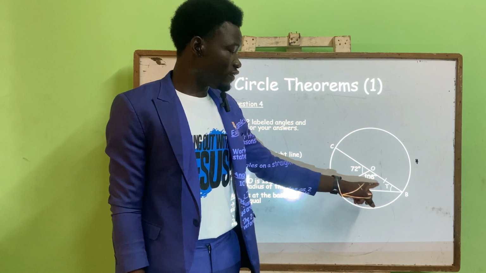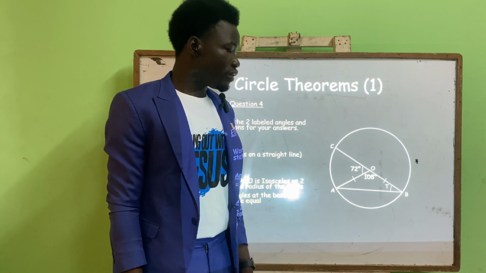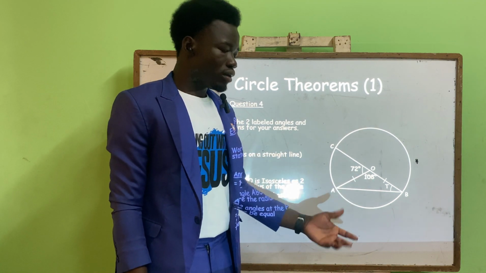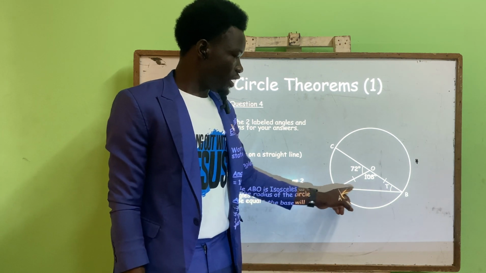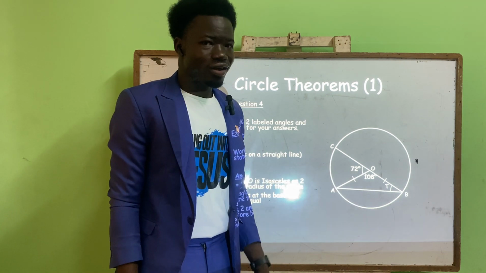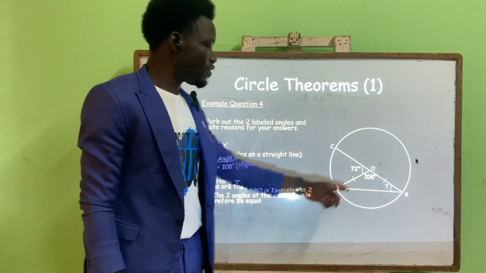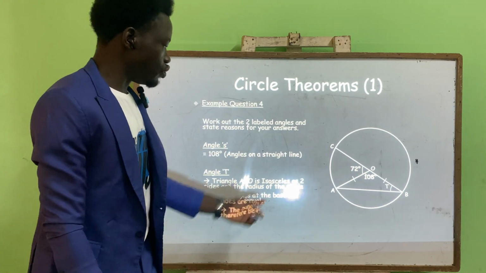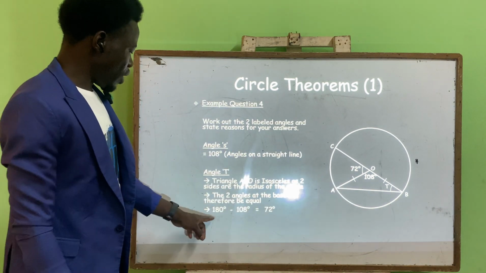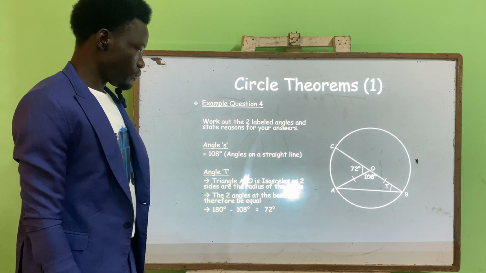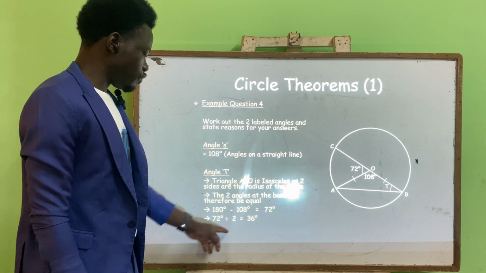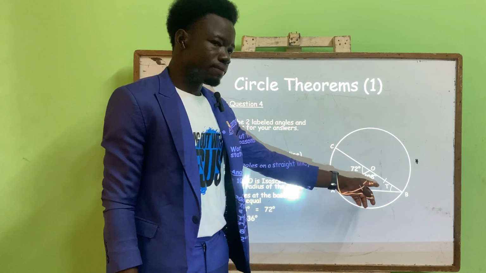If I say T plus T plus 108 degrees is equal to 180. Well, this and this are also equal. You can just take 180 minus this and divide that result by 2. So 180 minus 108 will give you 72. Divide that result by 2 and get 36 as T.